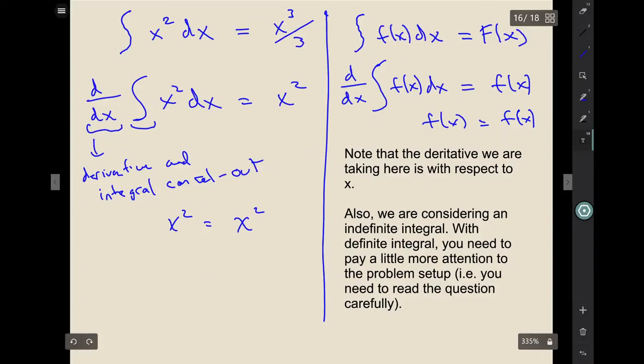Notice here, we're taking the derivative with respect to x. We've got a little function of x, and the integral and the derivative cancel each other out. There might be some special situations, though, when we've got definite integrals, where it's going to be a little bit different. And we'll talk about that soon.